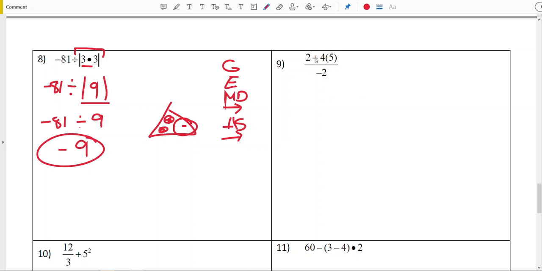Number 9, this is one of those fraction ones. You need to solve all the stuff on the top before you can deal with the bottom. So I'm just going to follow order of operations for the top. I'm going to do the multiplication first. And remember, if you need to, write down that GEMDAS down the side.